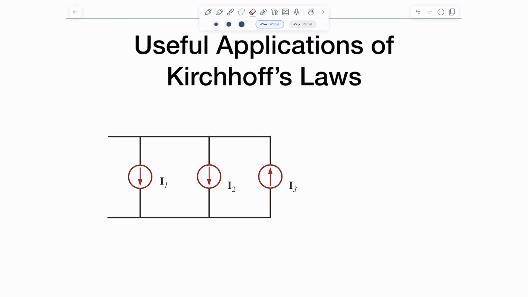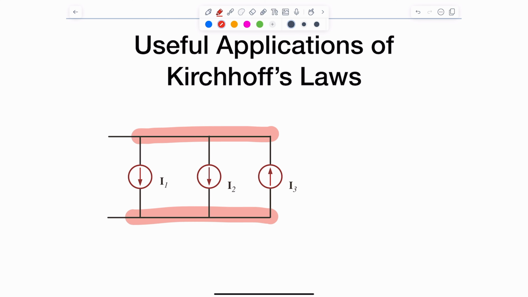One of the useful applications of KVL or KCL is when we have independent voltage or current sources connected in parallel or series. So I'll show you these two applications. Here I have three different current sources connected in parallel, and I know they're connected in parallel because they share a pair of nodes. Specifically, this is the first node and this is the second node.